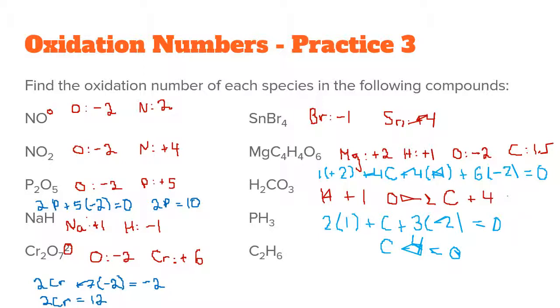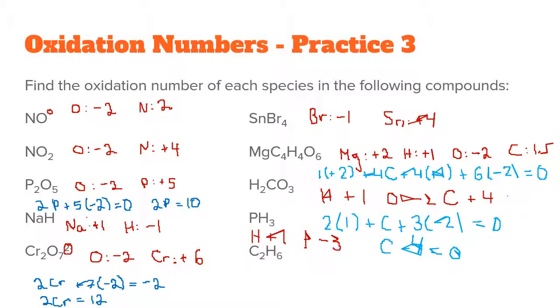Next up is PH3. This one's pretty easy. Hydrogen with a nonmetal gives us a +1. And then if we have +1 times 3, that's +3. So to balance out and give a total of 0, the phosphorus has to be -3.